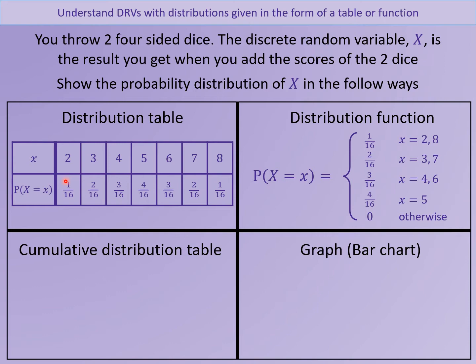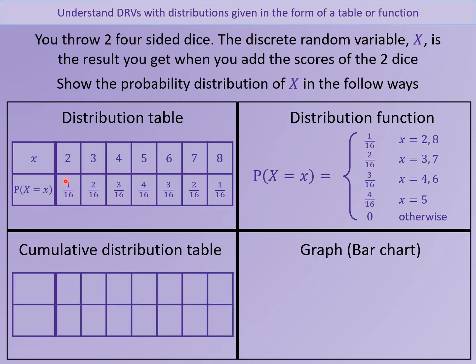Next, we're going to look at a cumulative distribution table. This is where we add up the probabilities as we go along. So the x values can take 2, 3, 4, 5, 6, 7 or 8. And this time it's the probability that X is less than or equal to that x value. So all of the probabilities up to and including that x value. So up to and including 2, probability is just a 16th. Now up to including 3, that is 2 and 3. So we need to add together the two probabilities, 1 16th and 2 16ths to get 3 16ths.